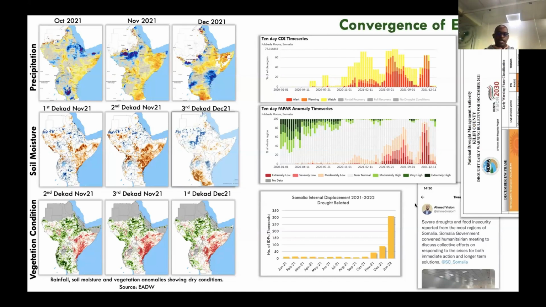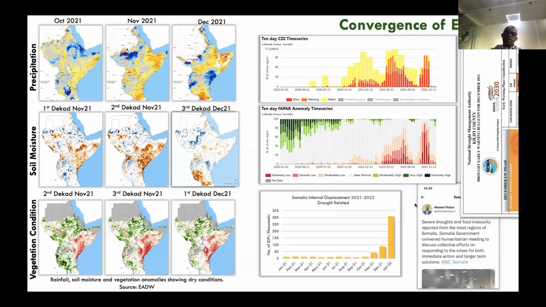So if all the three indicators converge into signs of drought, then more likely we are suffering drought. So that is what we mean with convergence of evidence. But beyond the science, we also look into social media. We also look into conversations in the mainstream media and see if there are such kinds of reports.